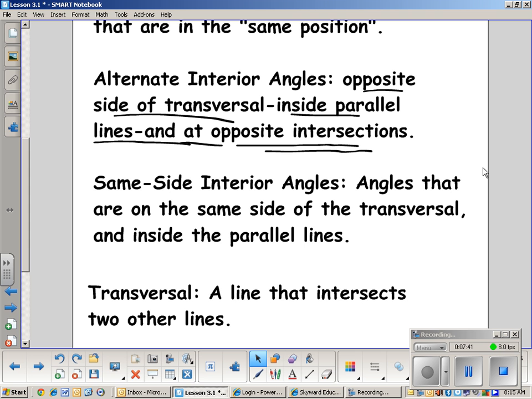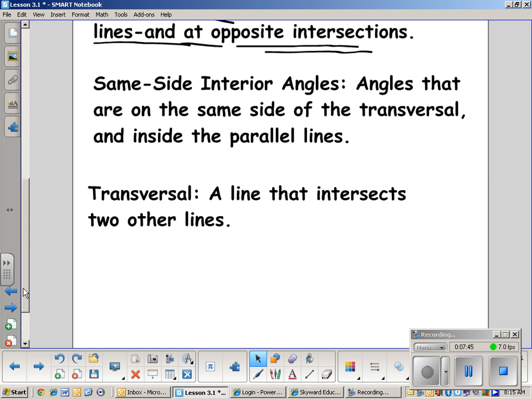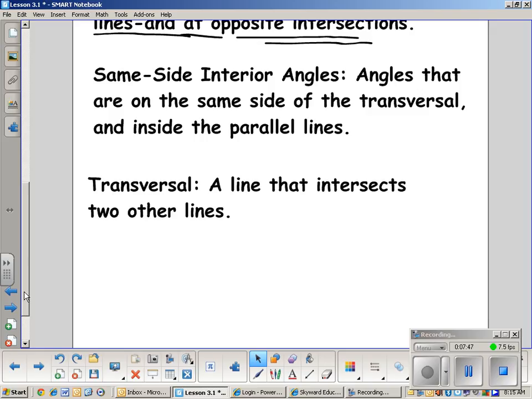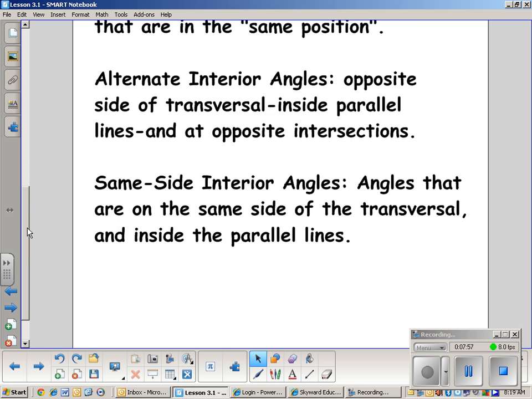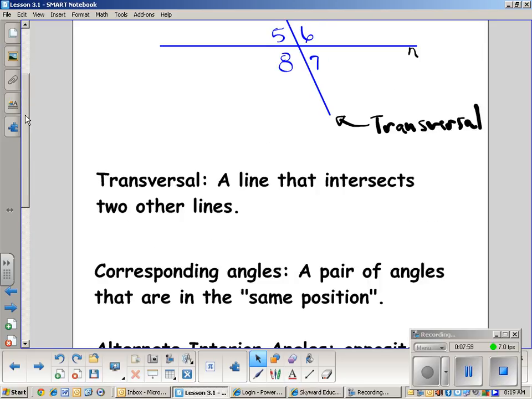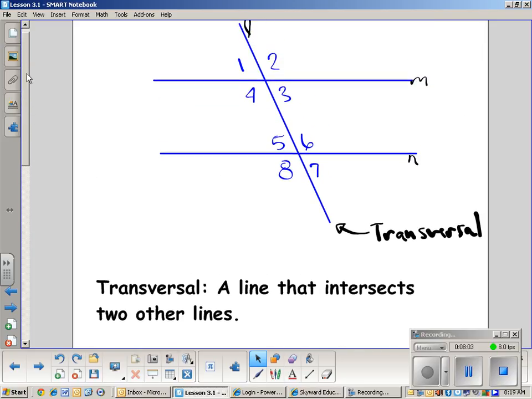Same side interior angles. We can also write down the definition of transversal, and then we'll talk. Same side interior angles are on the same side of the transversal and inside the parallel lines. Now that we've done a few of these concepts, let's see if you can just go straight to identifying a pair of same side interior angles.